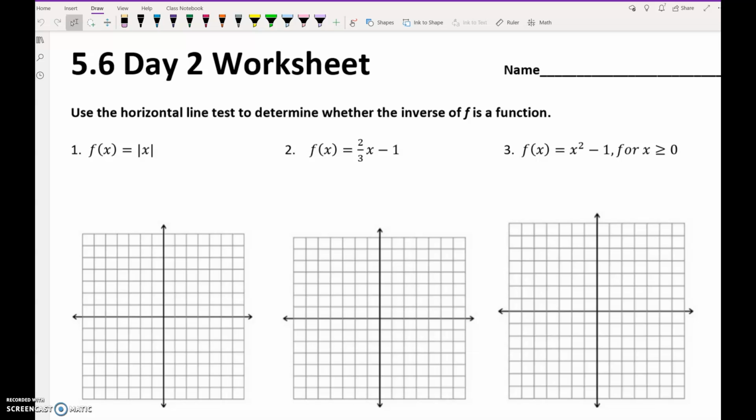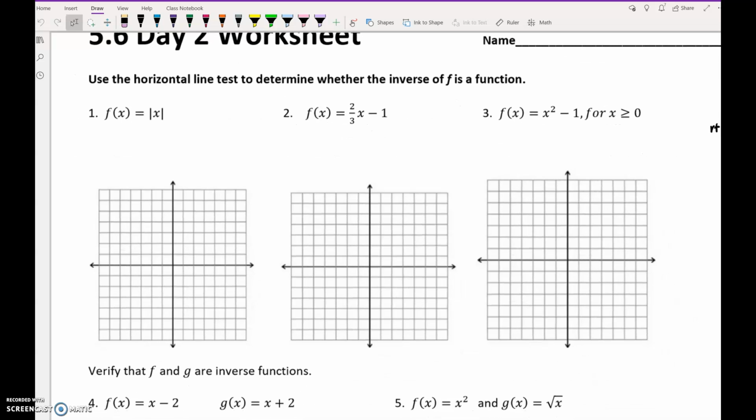Okay, here is your worksheet for today. Number 1 is just the simple absolute value that starts at (0, 0) and has basically a slope of 1, so it creates that V, up 1, out 1 on both sides. Okay. I think that you can do number 2 on your own. That's just graphing a line.